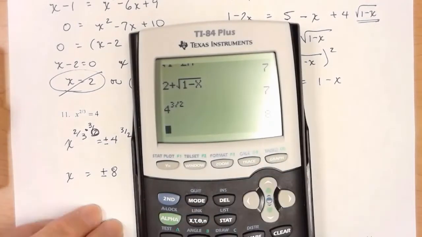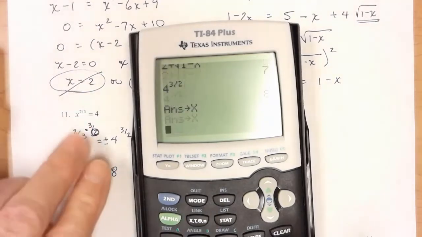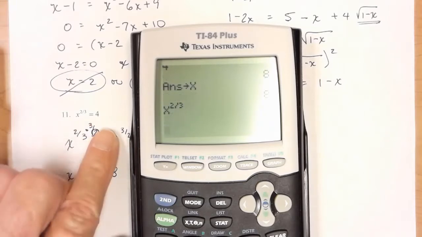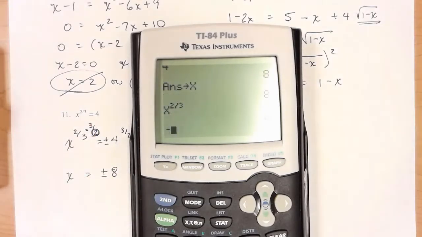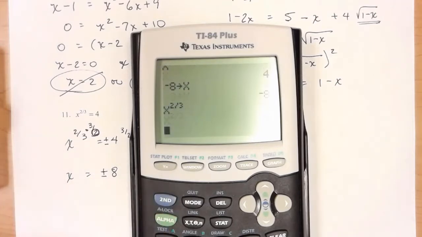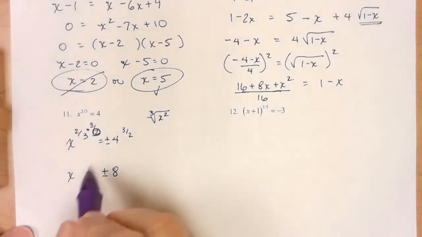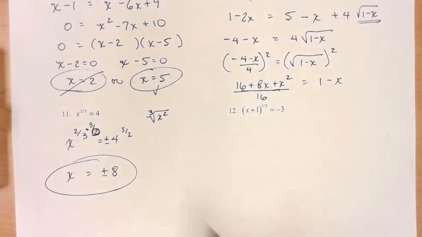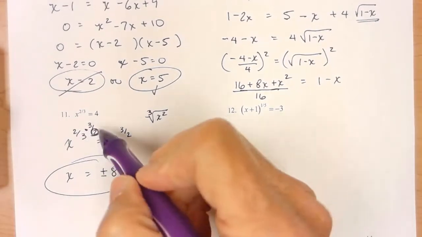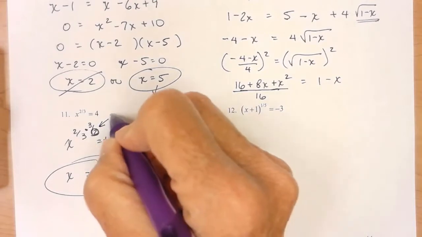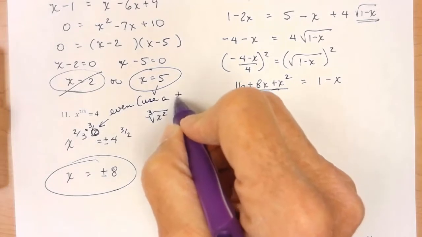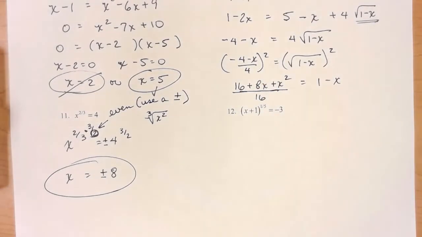I'm going to check them all. Let me store that in for x. X raised to the 2 divided by 3. There's my 4, so I know the positive works. Let me store the negative version. Second enter, and that one works. So that would be my solution. Again, remember, anytime you're multiplying by the reciprocal of the exponent, and if the denominator is even, use a plus or minus on the other side.